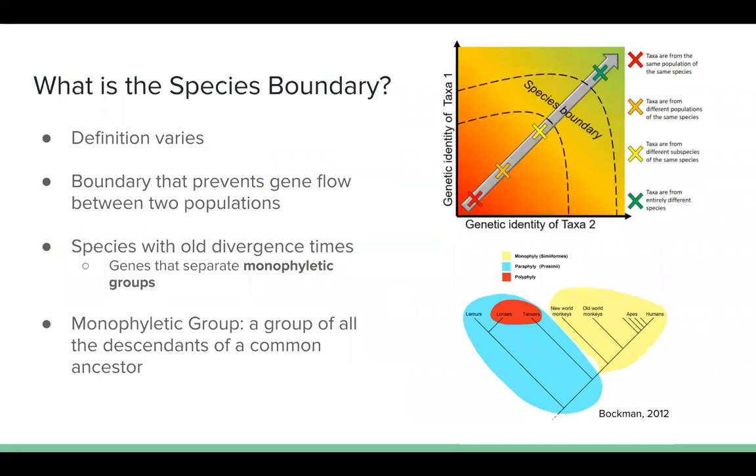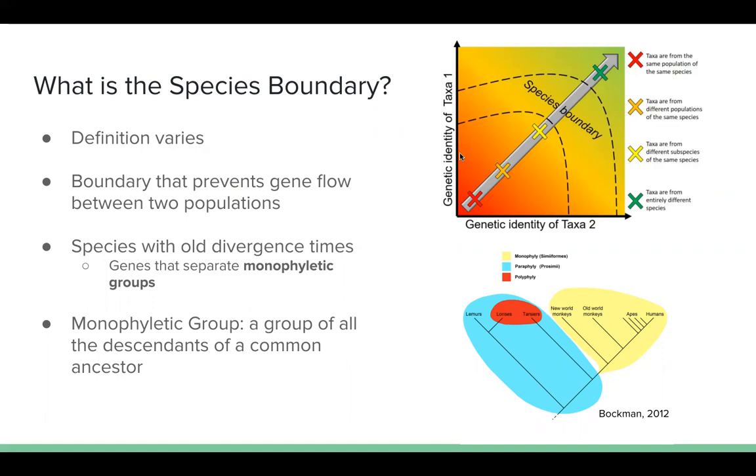Species boundary is important when looking at the definition of species, and it's a term that's frequently used in evolutionary biology. However, what exactly the species boundary is is not always clear, and the definitions vary. Despite that, you can see one thing in common between the definitions: a species boundary is some sort of boundary that prevents gene flow between two populations. You can see that in this first image here.